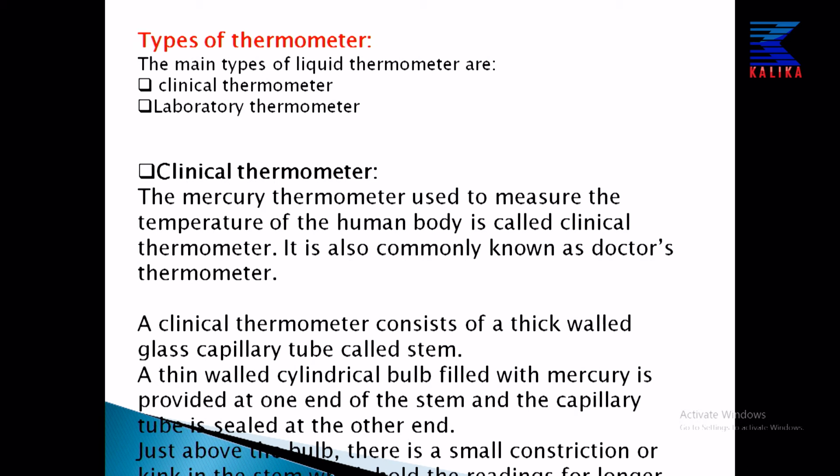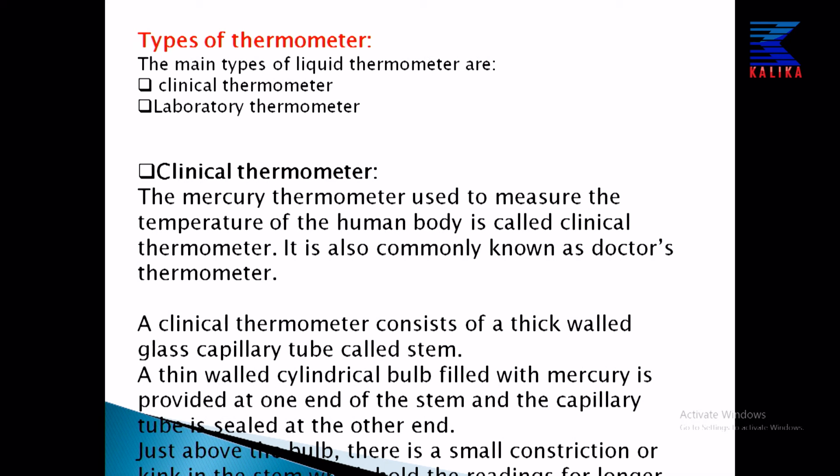And on the basis of where it is worked or where it is used, where we can use the thermometer, there are two types of thermometer: one is clinical thermometer, another is laboratory thermometer. The clinical thermometer means the thermometer used to measure the temperature of human body, widely used in clinics. The thermometer used to measure the temperature of human body is called clinical thermometer. It is also commonly known as doctor's thermometer because it is widely used by the medical profession.